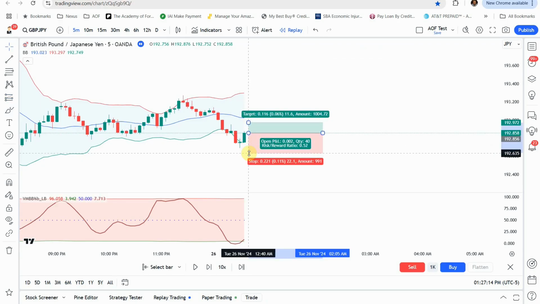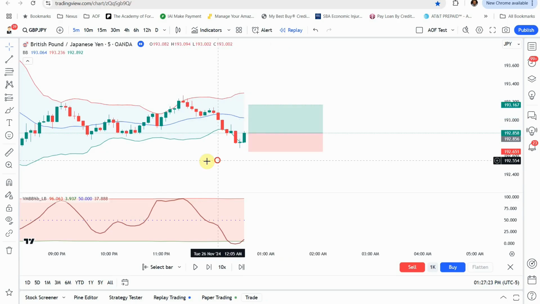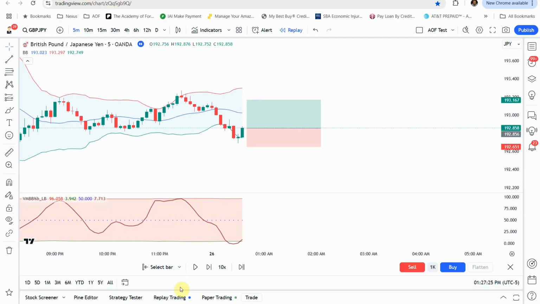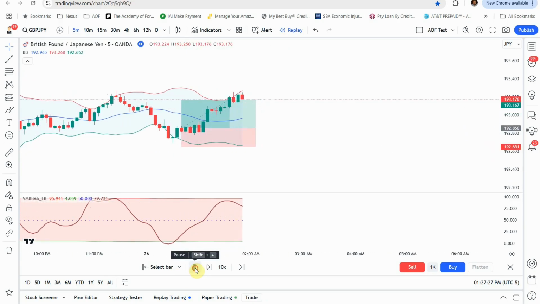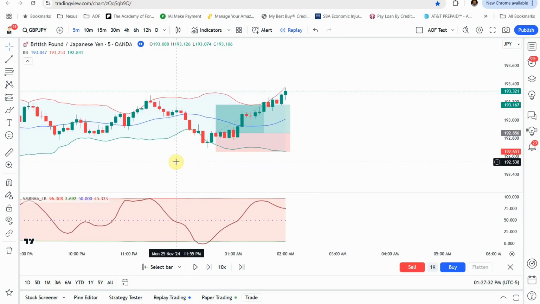So we'll put our trade there, we'll put our stop just right there, and put our take profit at a 1 to 1.5 risk reward, which puts us right about there. Let's go ahead and play this forward and see how it plays out. A nice steady push to the upside gets us to our take profit.